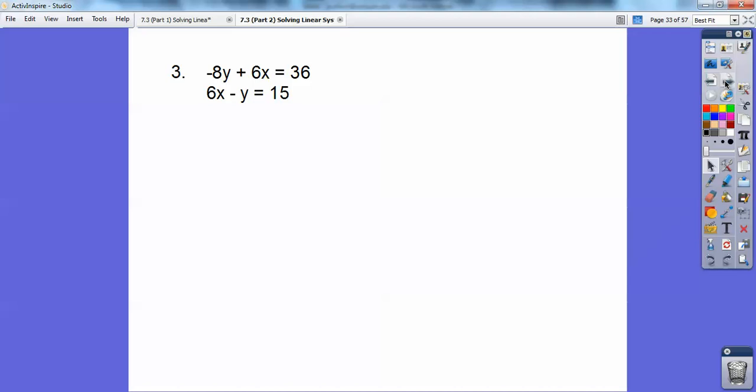This one's a little bit different, you guys. Notice the y comes first and the 6x is over here, and this is a 6x. Both of these are positive. So what I'm going to do is make one of them negative. I'm going to take this whole equation right here and multiply both sides by negative 1. Remember, whatever you do to an equal sign, you have to do to both sides. I want one of them to be a positive and one of them to be a negative. So I'm multiplying both sides by negative 1.